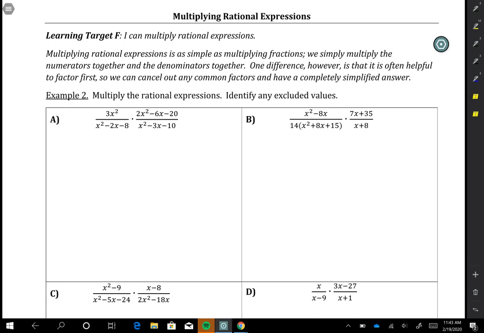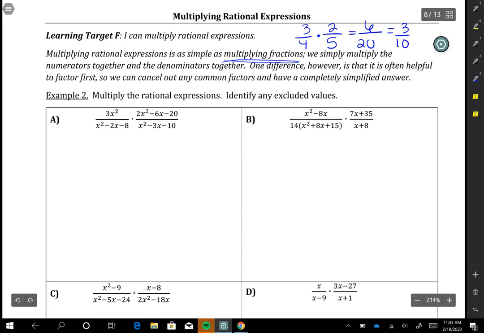Now, multiplying rational expressions is super easy. It's actually basically just a big problem of simplifying. But if we remember when we're multiplying fractions in general, let's say we had 3/4 and we're going to multiply it times 2/5. All we have to do is multiply the numerators and denominators separately. So this would be 3 times 2 and 4 times 5, and then of course we would reduce that always.